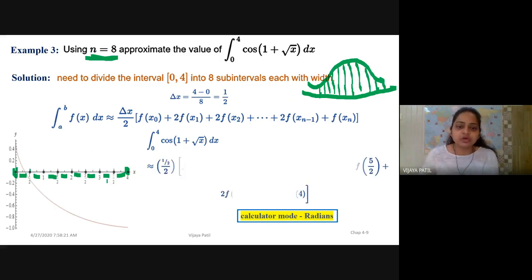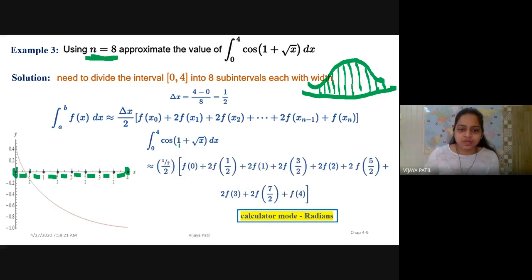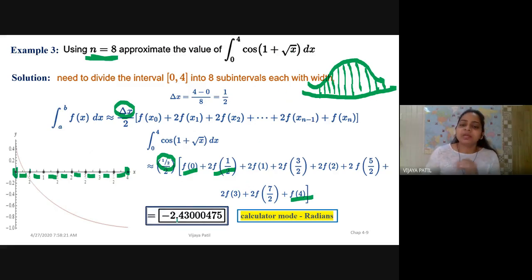So integral 0 to 4, cos of 1 plus square root of x dx, is getting approximated to this 1 by 2, because here if you observe, my delta x by 2, so delta x in this case is 1 by 2 and divided by 2, and therefore it is nothing but extreme values as this, and in between points are getting multiplied by 2. Now what is this f of half? How can you calculate that? It's nothing but cos of 1 plus square root of 1 by 2, and the calculator value will give you this, and at the end you will get the answer here.